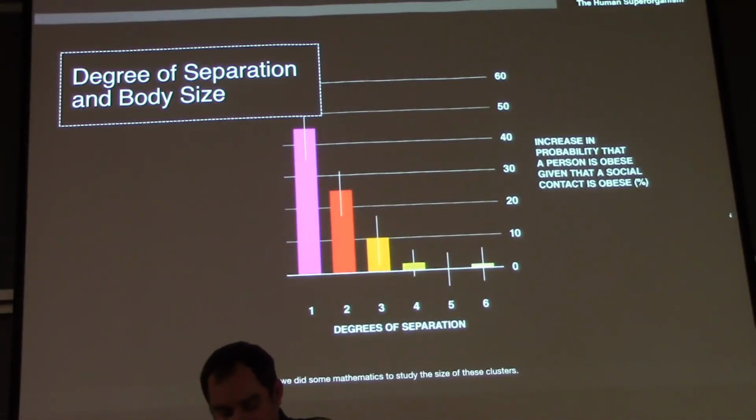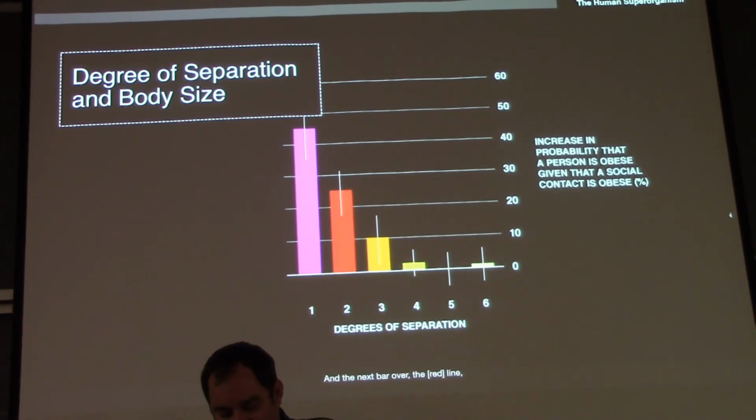So we did some mathematics to study the size of these clusters. This here shows on the y-axis the increase in the probability that a person is obese given that a social contact of theirs is obese, and on the x-axis, the degrees of separation between the two people. On the far left, you see the purple line. It says that if your friends are obese, your risk of obesity is 45% higher.